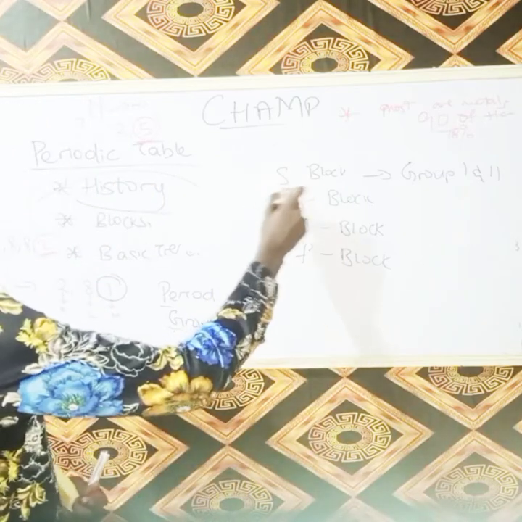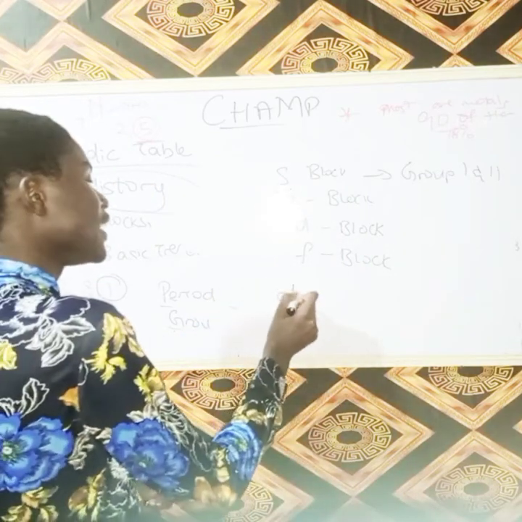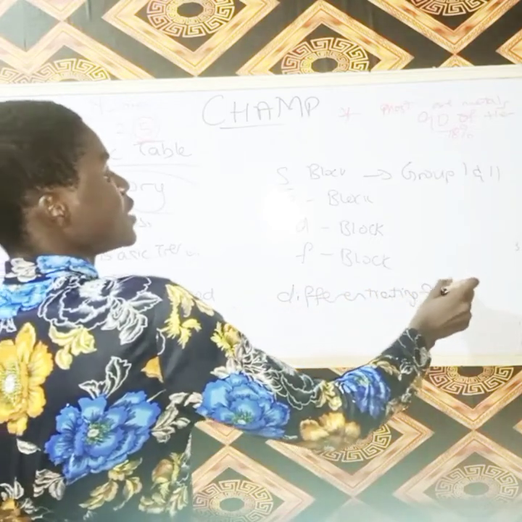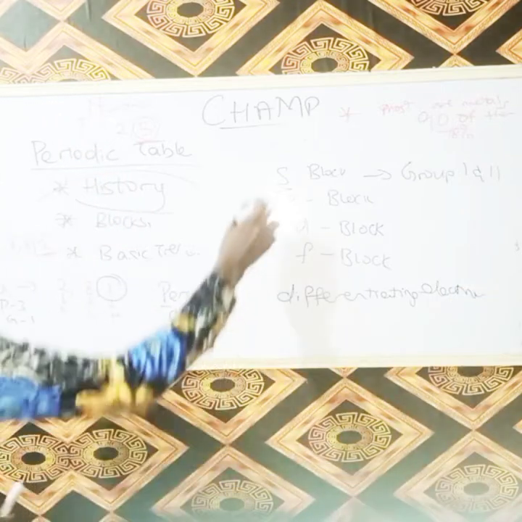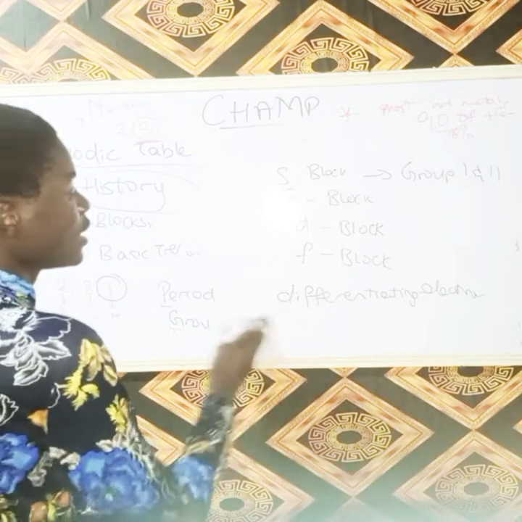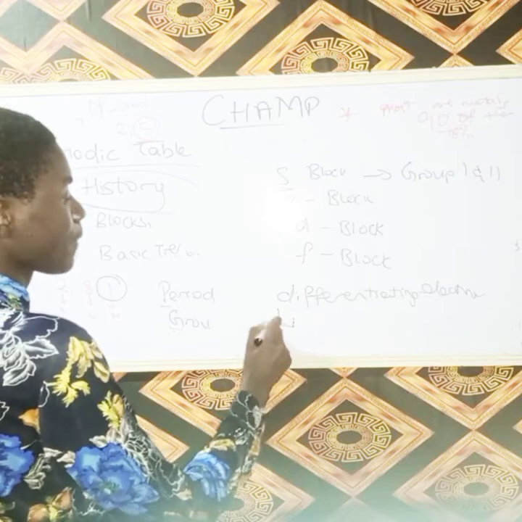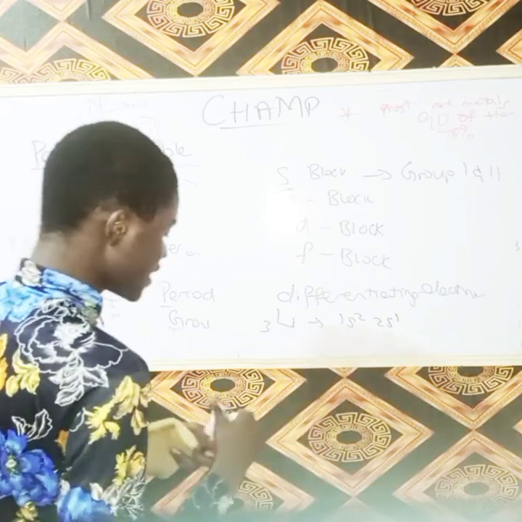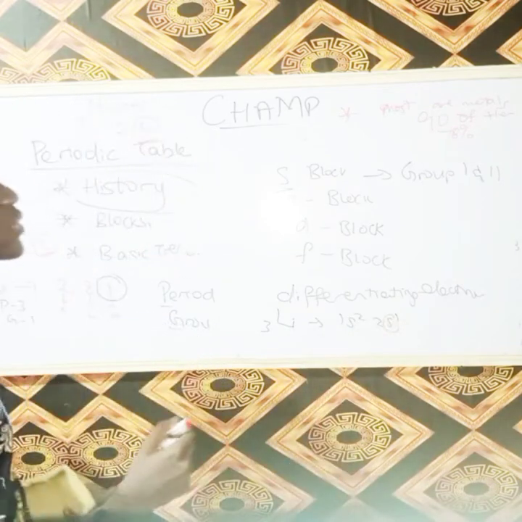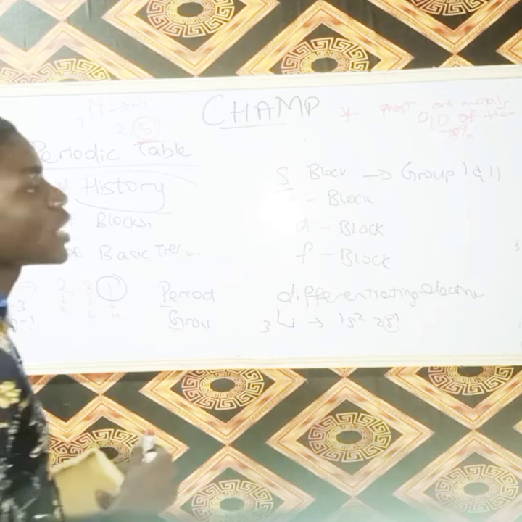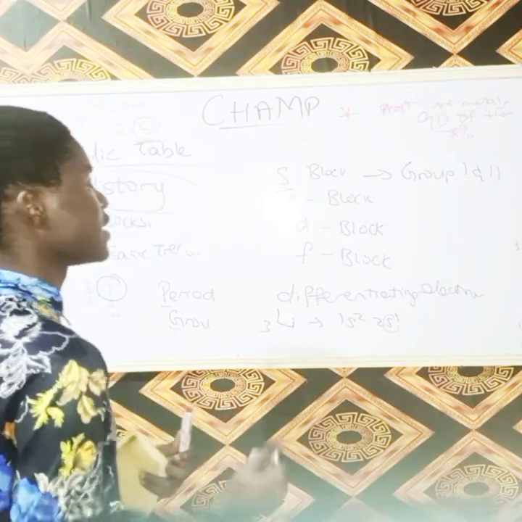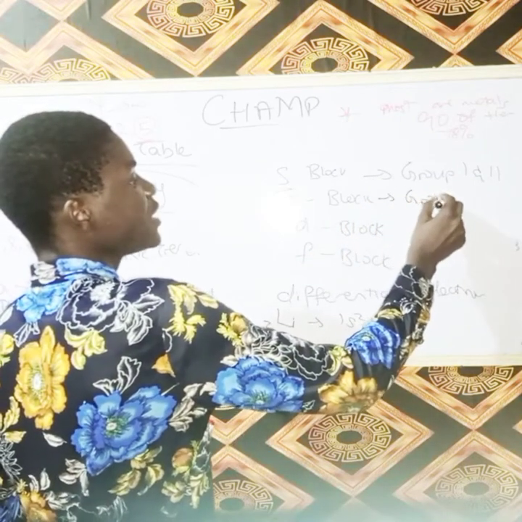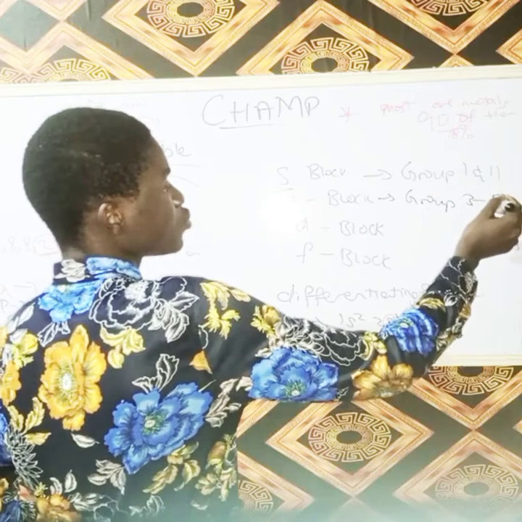The reason why they are called S block is because their differentiating electron is in the S subshell. Like lithium, for instance. Lithium is 3, so that's 1s2, 2s1. It ends in S. That's why it's an S block element. Any group 1 and 2 element, you'll notice that they end in S. P block is from group 3 to 0, or group 3 to 8.